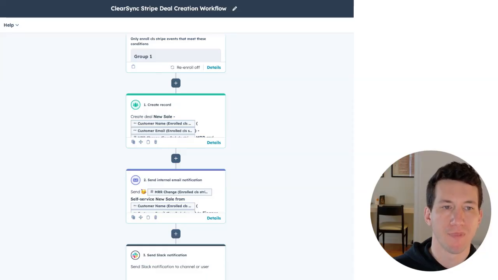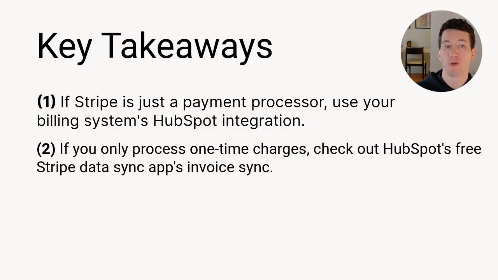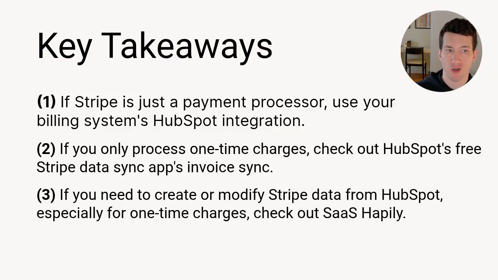So in conclusion, here's the summary of what we recommend choosing. If you're using HubSpot Commerce as your billing system, you have to use HubSpot's native apps and objects because Stripe is no longer your source of truth. If you only process one-time charges and don't sell subscriptions, HubSpot's free Stripe Data Sync app is totally fine as long as you stick to the invoice sync. If you need to create or modify Stripe data from inside HubSpot and don't need accurate MRR reporting, Happily could be your best option.